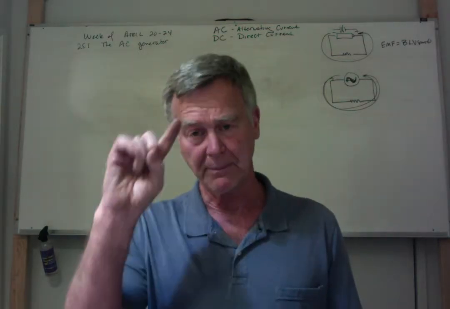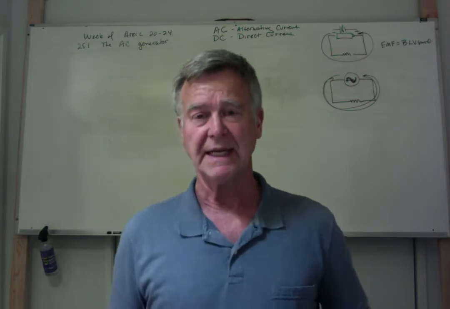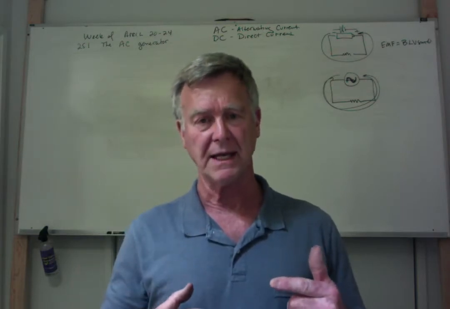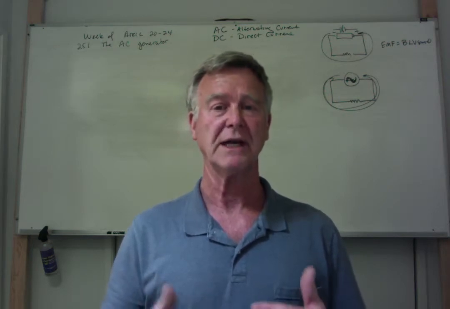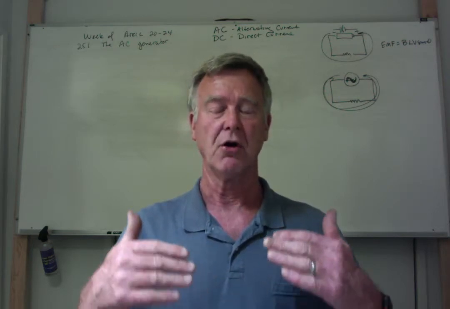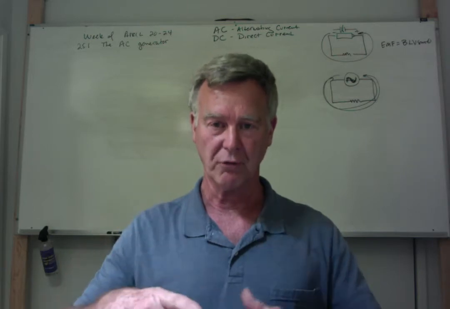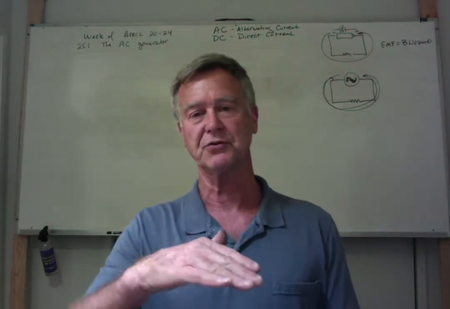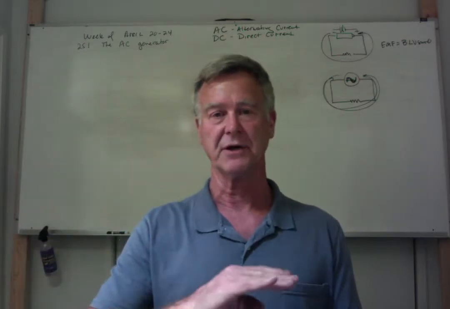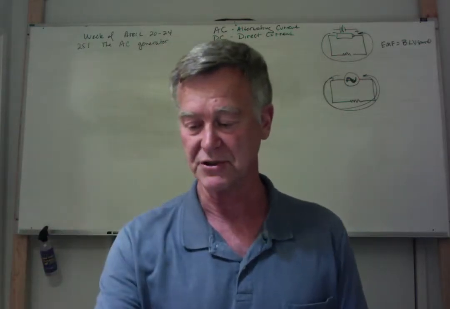So what happens with electricity is that if I can figure out a way of manually spinning a coil of wire inside of a magnetic field or a magnet inside of a coil of wire, I will produce electricity. And it's electricity that will switch from going one direction to the other. And that's why we call this the AC generator.